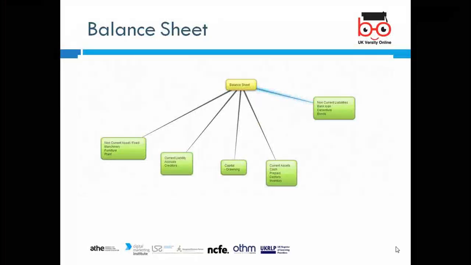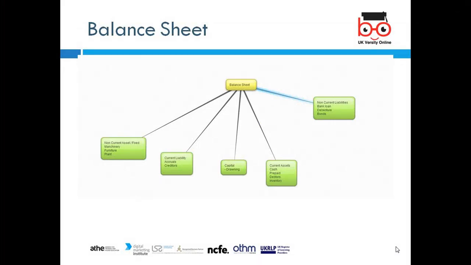The balance sheet has assets, different types of assets we discussed in one of the lessons. We discussed non-current assets, which we also call fixed assets. An asset means the things we own, the things that have economic value, the things that will provide value and are good for the business. Machinery, furniture, plant: these are our non-current assets, which we can use for many years.